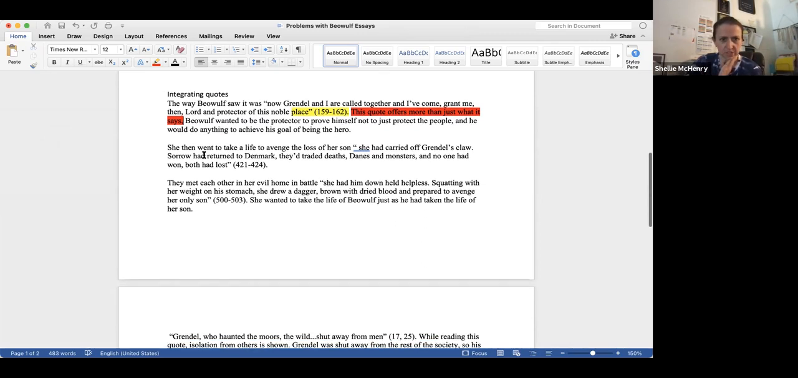All right. So then she went to take a life to avenge the loss of her son. She had carried off Grendel's claw. Sorrow had returned to Denmark. They traded death, stains, and monsters. No one both had lost. All right, citation's good. To me, this is fragmented.